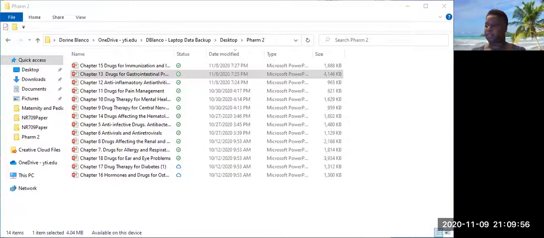Table 13.4 really gives you a great overview of the drug itself, the common side and adverse effects in regards to the bulk forming drugs, the stool softeners, the lubricants, and some osmotic laxatives and so forth.